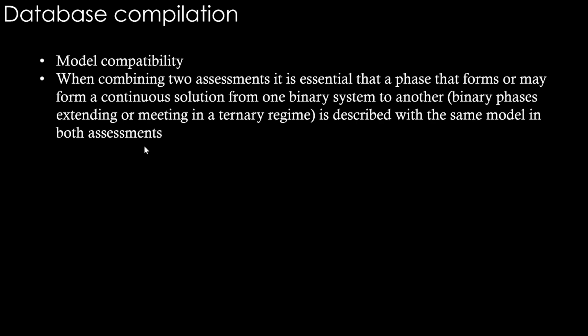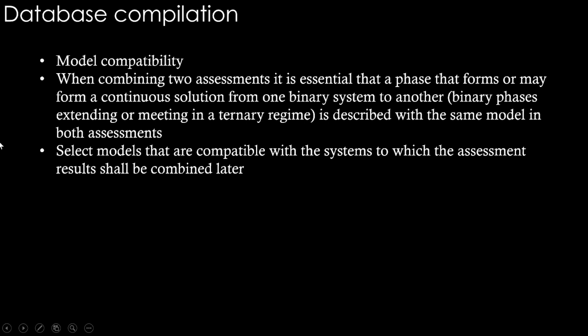Let's say the aluminum nickel and aluminum cobalt assessments are reported and the sublattices are different. Then one has to do the assessment for this binary again. At least one of the binaries should be assessed again with the model that is compatible. And this is a challenge. Okay, so this is the care we need to take. Select models that are compatible with the systems to which the assessment results shall be combined later. And this has to be kept in mind.